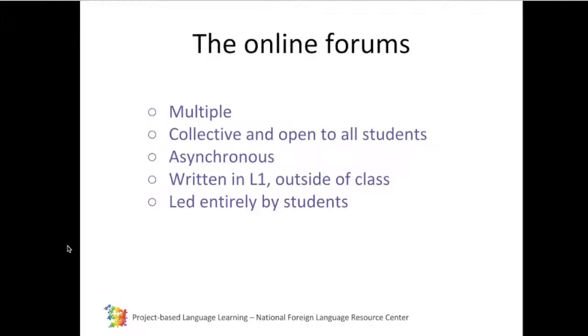So now I'm going to let you know about the online forums, because the students have been working on their own, then with their peers in the classroom, and then the conversation moves onto the online forums. The forums are multiple, which means there is one forum per topic or prompt. They are collective and open to all students. It means they're not threaded, so everybody sees at first glance what everybody else has said about each topic. They are asynchronous, which gives time for reflection and shows how conversations evolve.